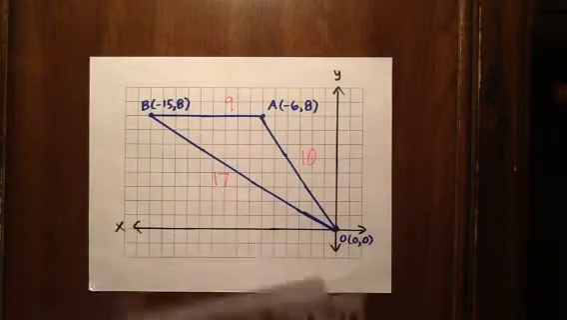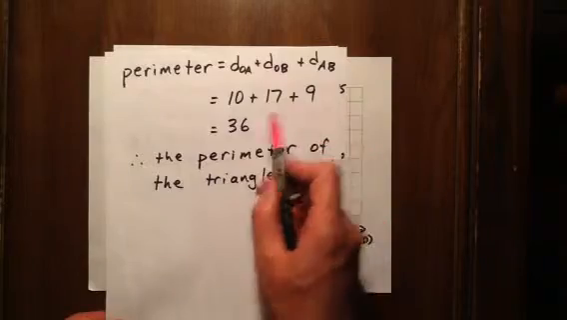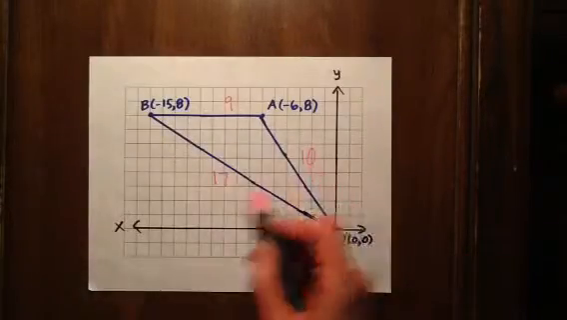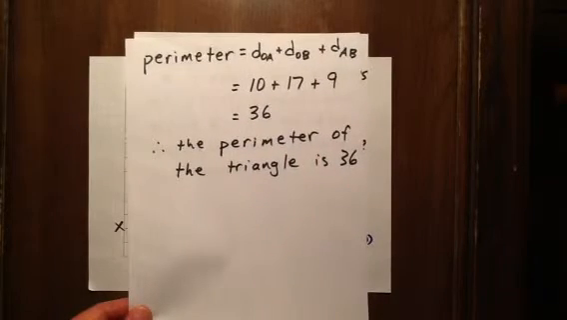So what does the perimeter equal? The perimeter is equal to 10 plus 17 plus 9, which is 36. So the perimeter of the triangle is 36.